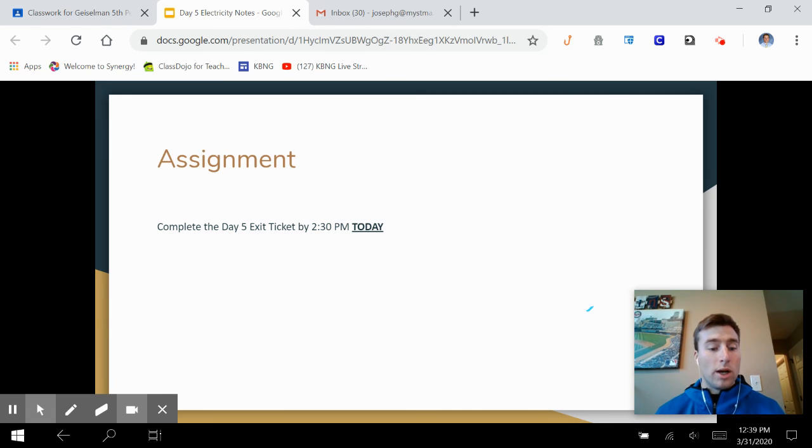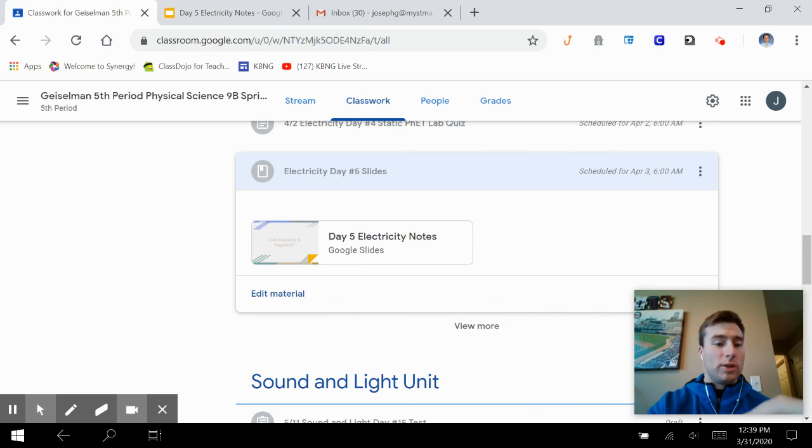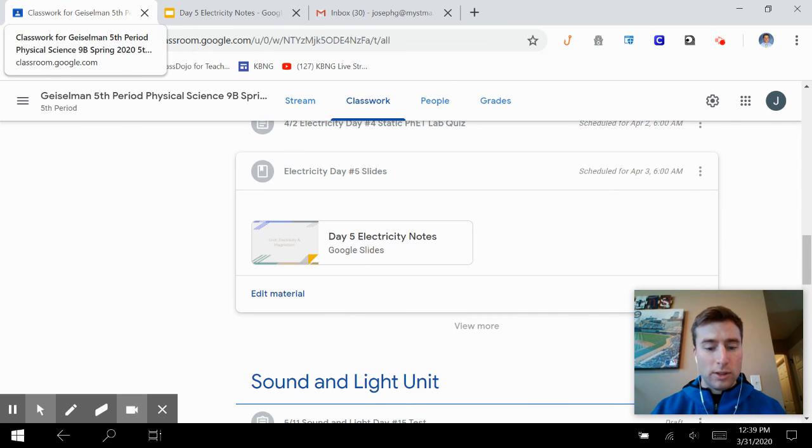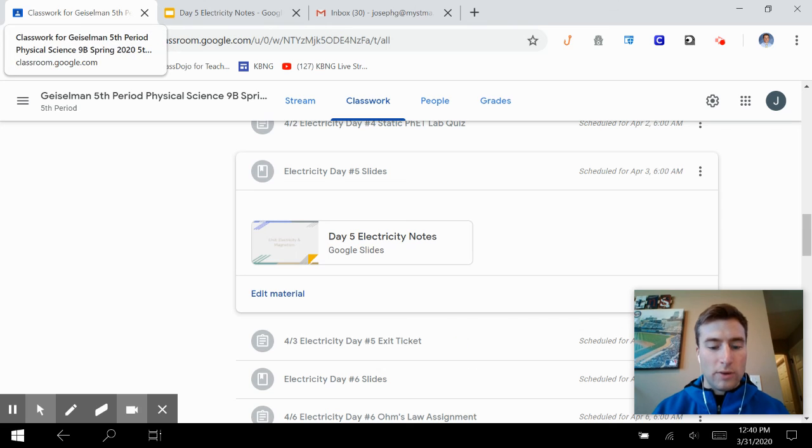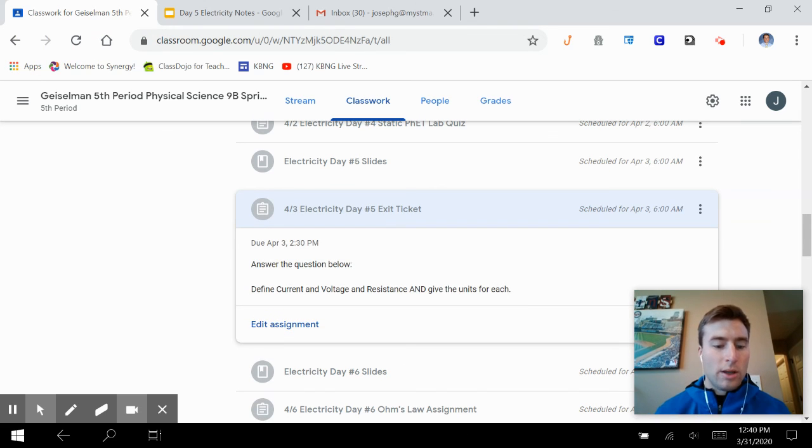All right, so your assignment today is to complete the exit ticket by 2:30. We should be on day 5 already. And if we go to day 5, we have our exit ticket right here: find the current and voltage and resistance and give the units for each. So there's your exit ticket. We definitely just went over all of that stuff.